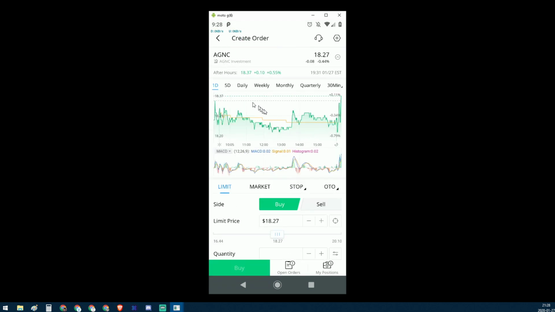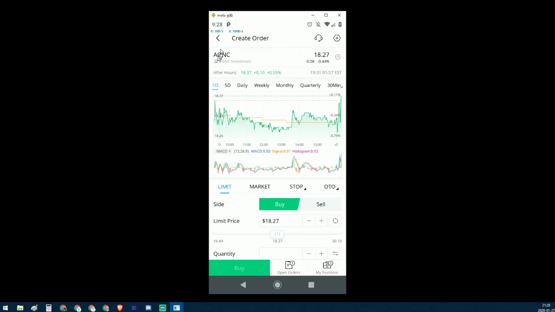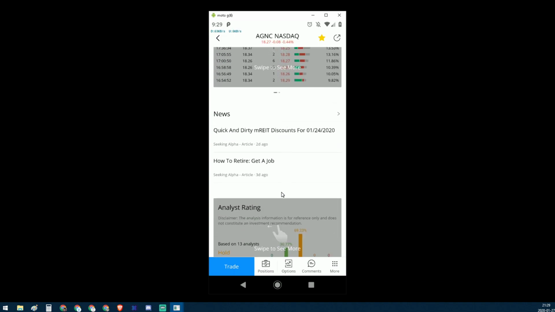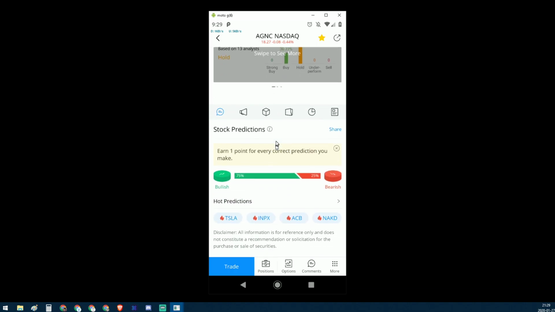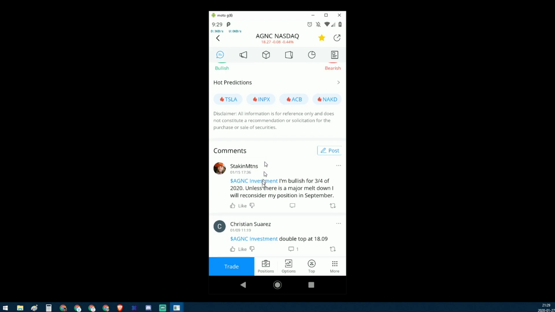Down here, wait, I'm looking at the wrong thing. Back to this chart. There we go. Sorry, I keep forgetting with the phone you're used to swiping up. On the computer you're used to scrolling down, but you can't do that with this.